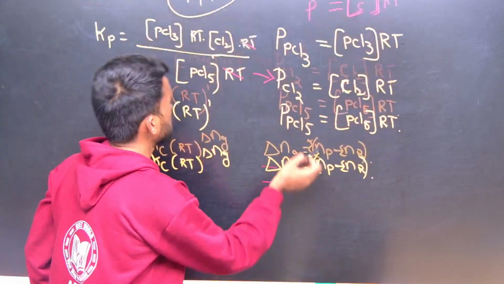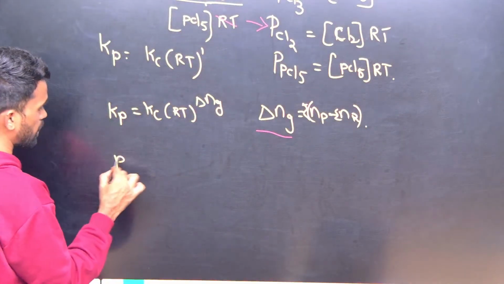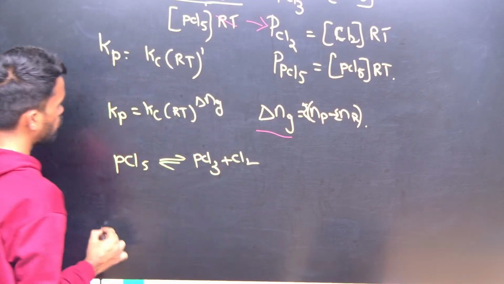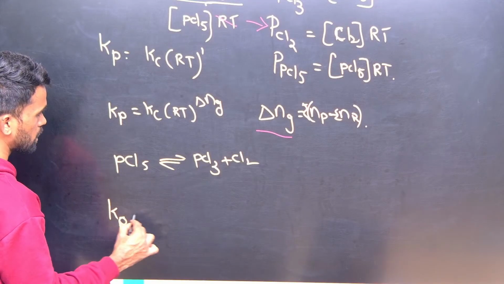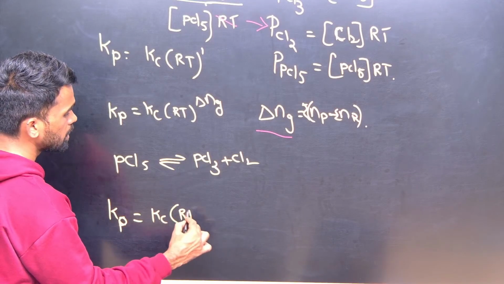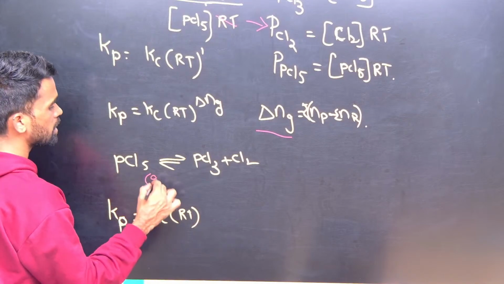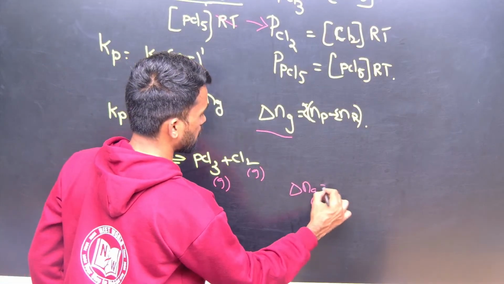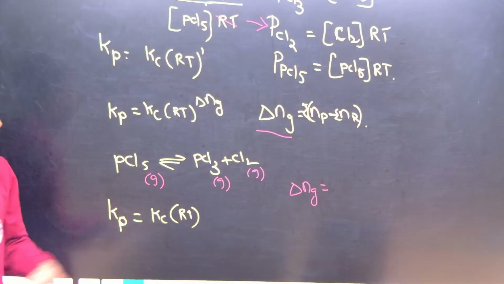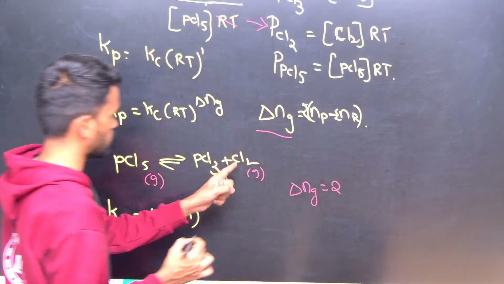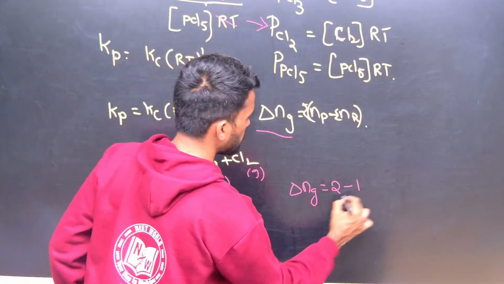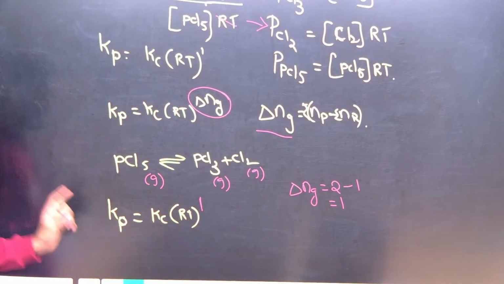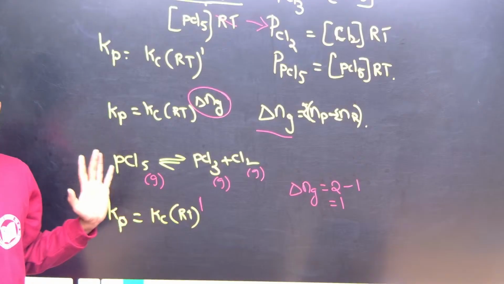For example, same reaction, you directly tell me: PCl5 is in equilibrium with PCl3 plus Cl2. So tell me, what is the Kp Kc relation for this? Kp equals Kc RT power, how much will we get? See, all of these are in gaseous state only. Then what happens to the delta Ng? Delta Ng should be taken as, how many gaseous products are there? 2. 2 is like 1 plus 1, 2, minus reactant is 1. So it will be 1. Delta Ng is 1. So wherever we have delta Ng, there you put 1. That's it. So Kp equals Kc into RT. This will be the equation.